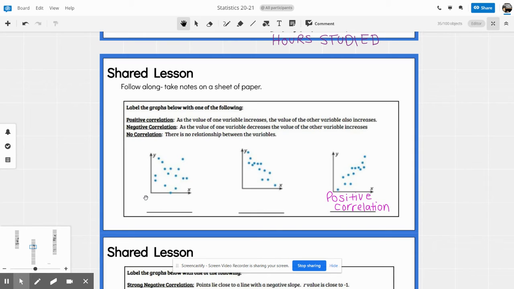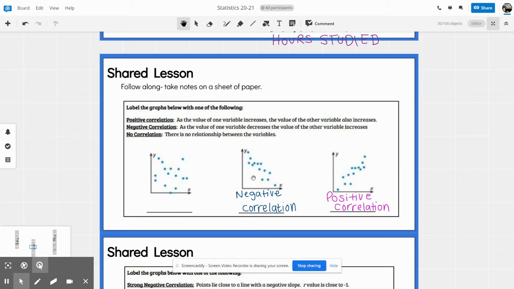The next one we have is a negative correlation, which is where the value of one variable decreases as the value of the other variable increases. So one's getting bigger, one's getting smaller. So go ahead, take a look at our 3 graphs. Which one follows that trend? Which one gets larger and the other one gets smaller? That's right, it's our middle graph.